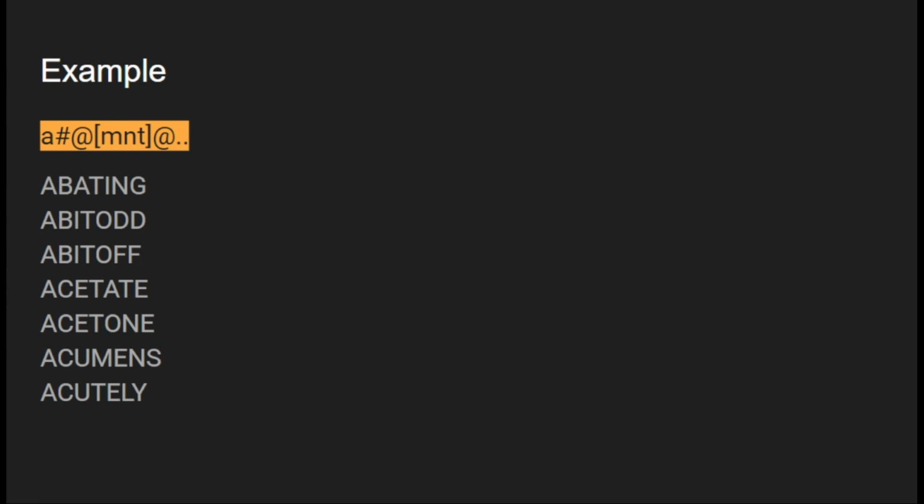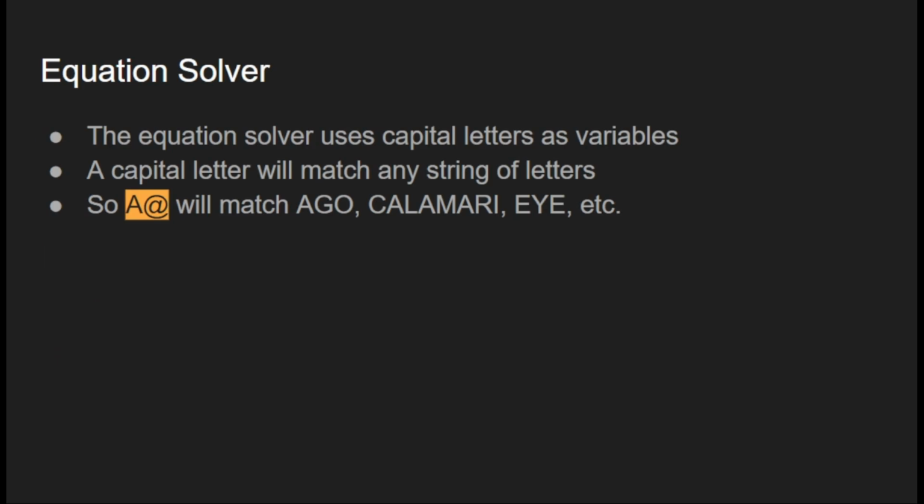And that's what this matches. These are some examples. It matches more than this, but this is just the first couple. It'll match anything with the letter A, followed by a consonant, followed by a vowel, followed by either the letters M, N, or T, followed by another vowel, followed by 2 more letters. So that is the basics of the simple syntax.